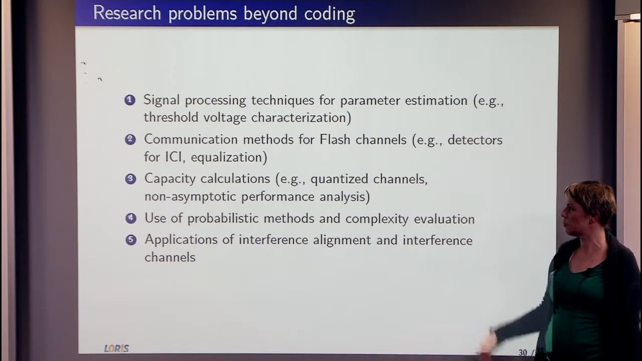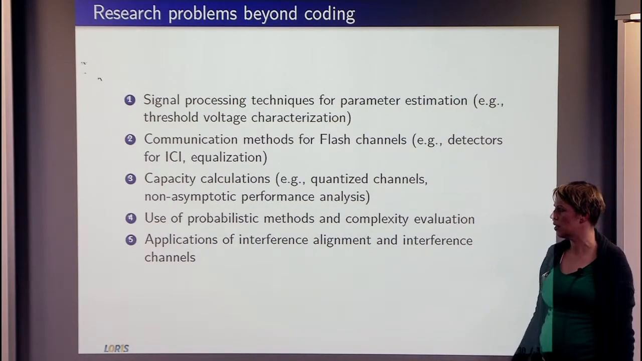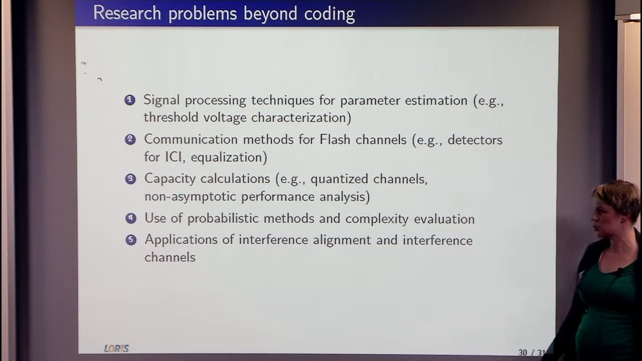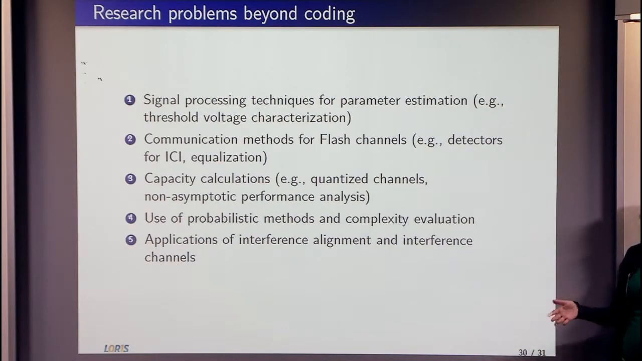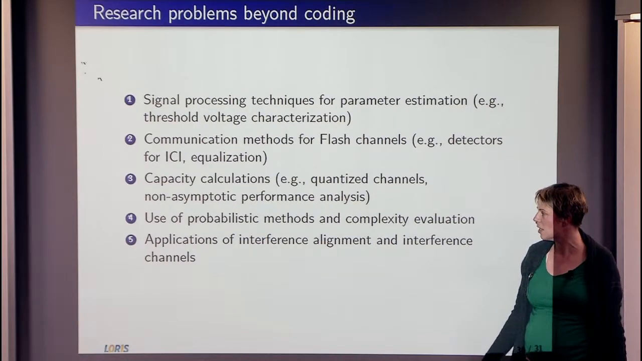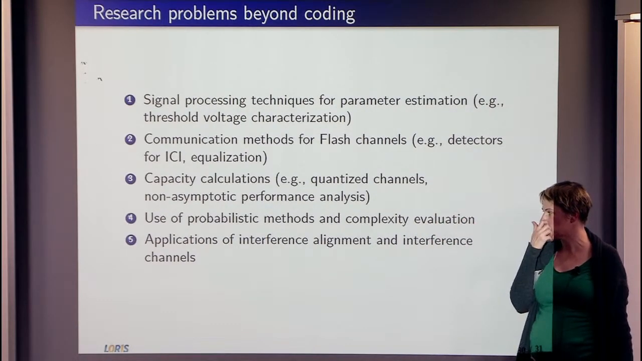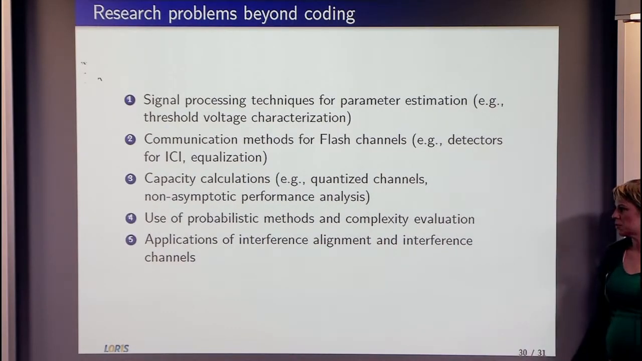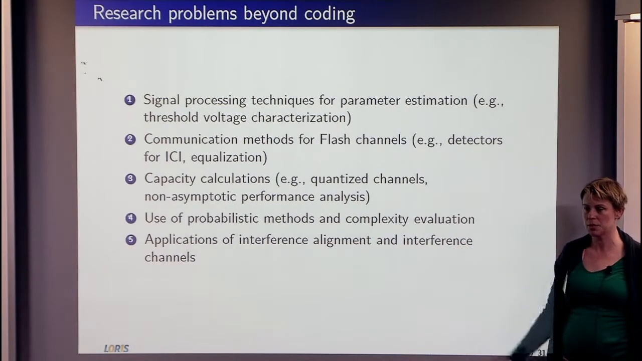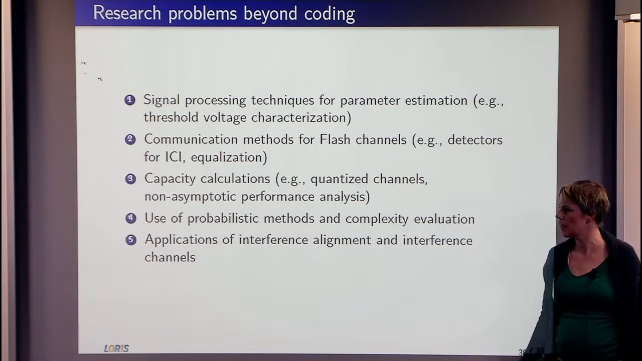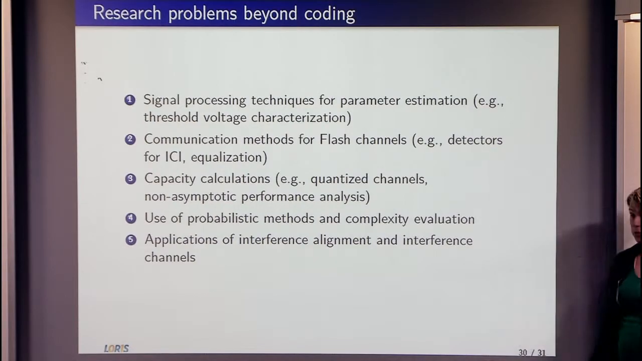Communication methods for Flash: how to do detectors for intercell interference, equalization, and so forth. A lot of room left to do capacity calculations. These channels, when you have a fixed number of reads, become quantized. Non-asymptotic performance analysis, applications of probabilistic methods, and a little bit more speculative, but perhaps even the usage of interference alignment type of techniques to address the issues of interference in these channels. That concludes my talk. Thank you very much.